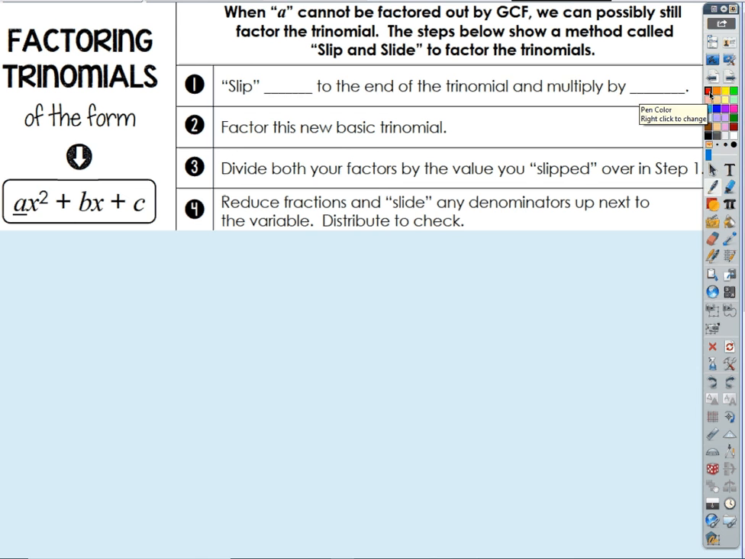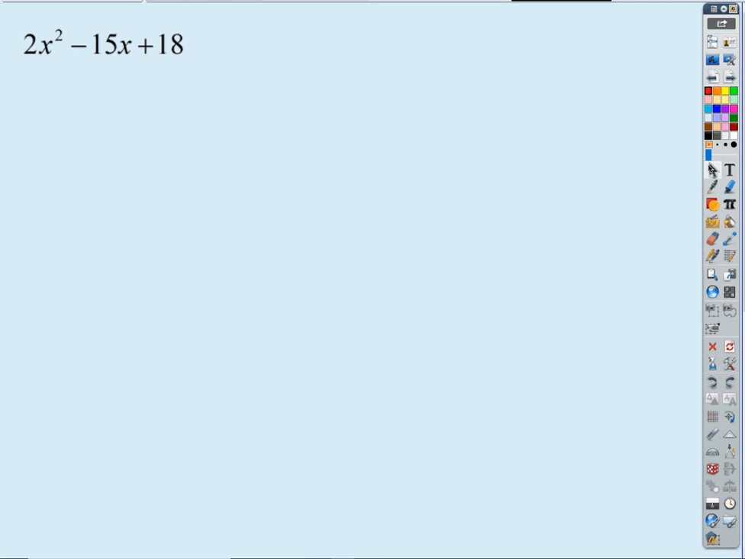So here you go, the last thing we want to get through. So focus for another couple minutes. This time we're factoring polynomials of the form ax squared plus bx plus c. The a is there because it's not 1 anymore, right? So the first thing we do is we're going to slip a to the end of the trinomial, and we're going to multiply by c. So let's try this with an example, and we'll go through the example while we do this.